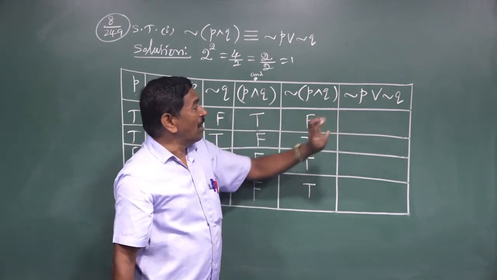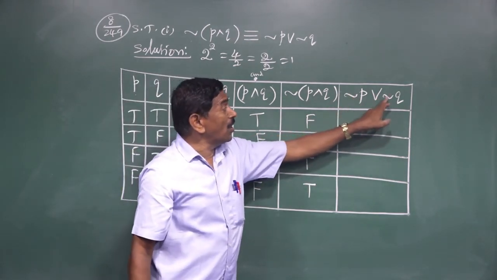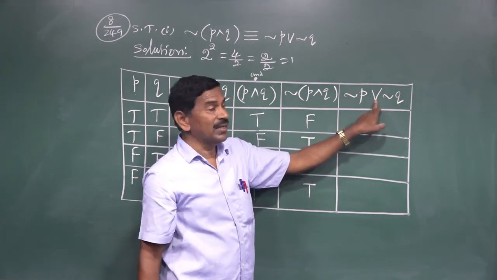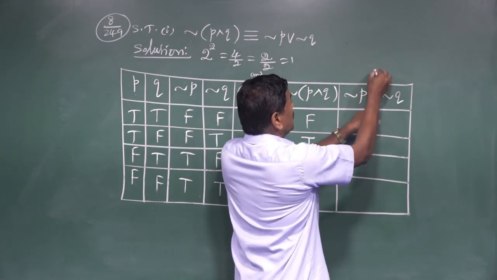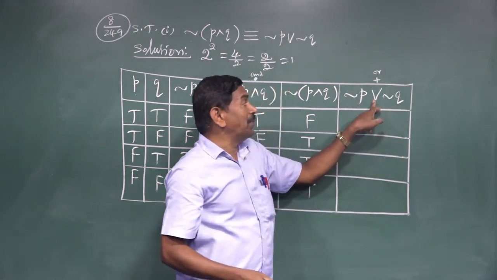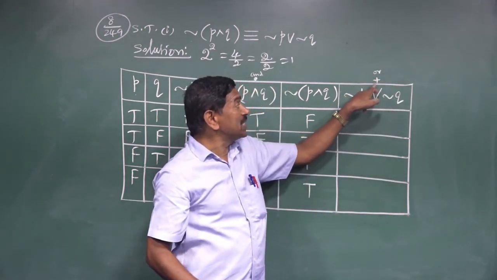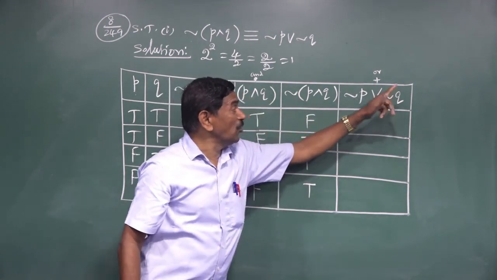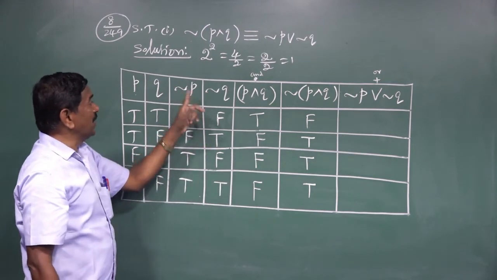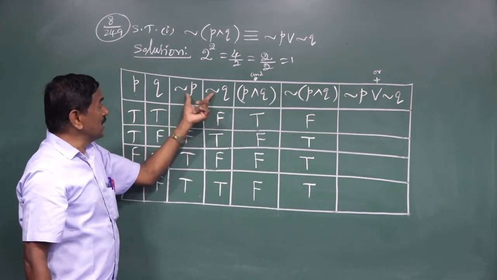The last one is negation P or negation Q. What is the symbol? Or, listen carefully. Or means addition. The inverted cap denotes or. Or means addition, that's all. Now, negation P, negation Q. Yes, negation P or negation Q.